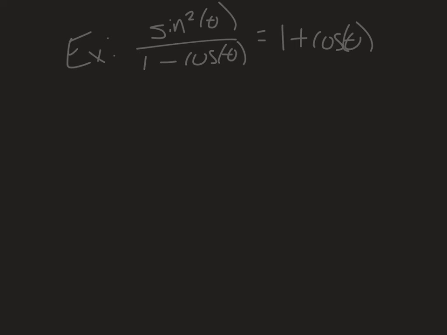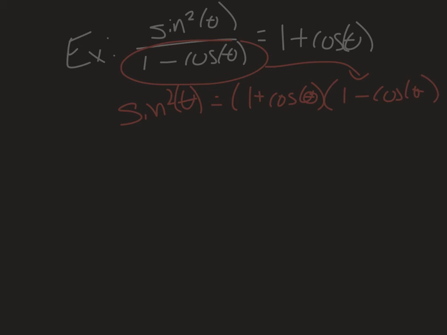Looking at this, I don't have any identities where 1 minus cosine is in the denominator. So I think I'm going to multiply both sides by that. If I do that, that will leave me with sine squared of theta is equal to 1 plus cosine of theta times 1 minus cosine of theta. All I've done is essentially just multiply this expression on both sides.